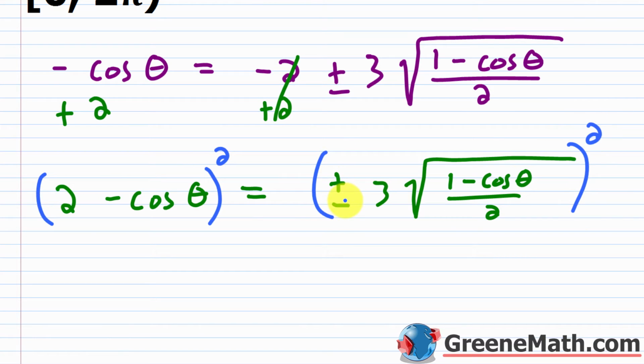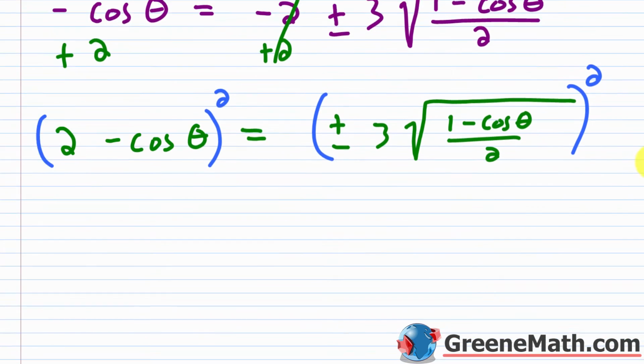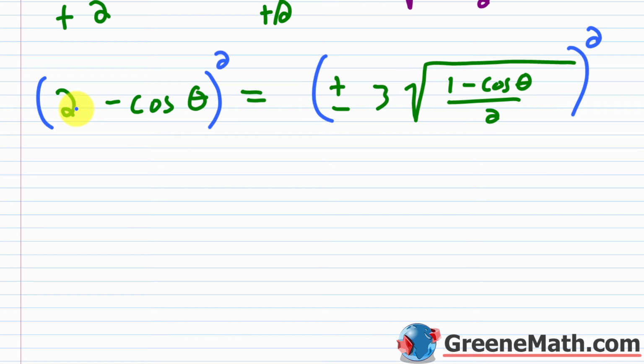When you square the plus or minus, you don't have to worry about it, because you can think of it as negative 1 being squared, which is positive 1, and a positive squared is still positive. So you can basically forget about that. Over here, I'm going to use my special product formula: the first one squared, so 2 squared is 4, and then minus 2 times the first guy times the second guy, so 2 times 2 is 4, times cosine of theta, and then plus the last guy squared, so cosine squared theta. We'll rearrange this in a moment.